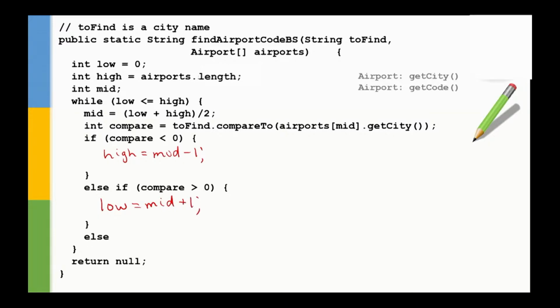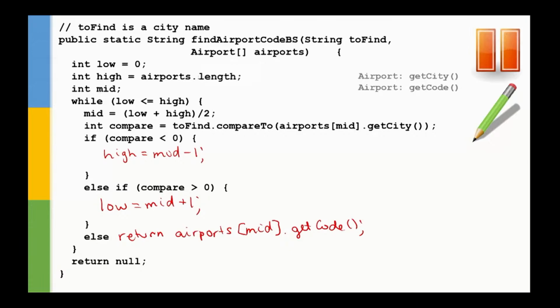And if neither of those things are true, that means that compareTo is actually equal to 0, which means we've found the element that we're looking for. In which case, we can just return that 3-letter airport code. That's all we need to do here in the else statement: return airports at position mid dot getCode. And that's it. That's the complete code.